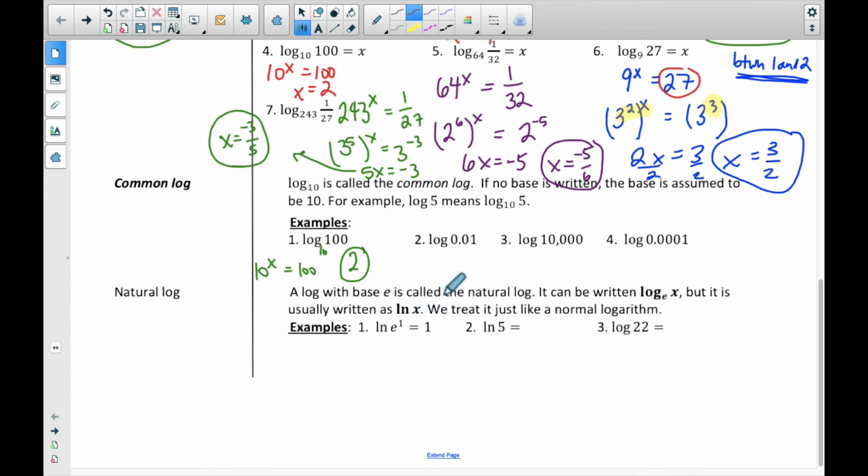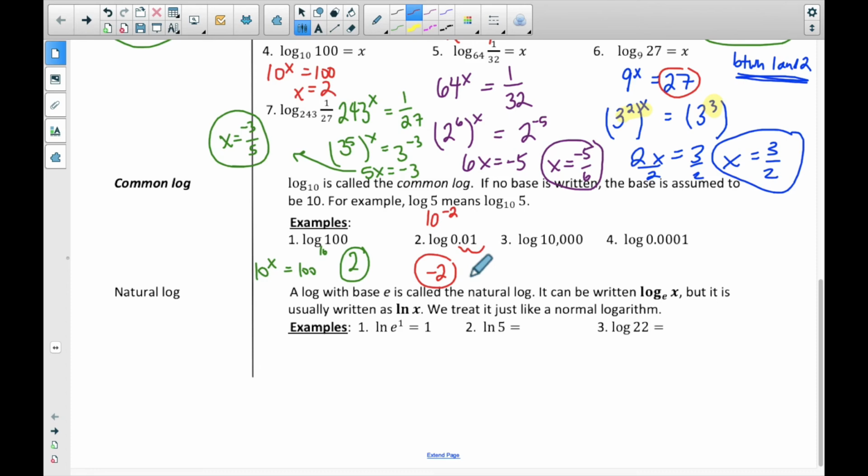Well, back to that scientific notation thing. What if it's a decimal? Well, if it's a decimal, that means you go the other way. So this is actually negative 2. 10 to the negative 2 means you move your decimal over 2 places. You can check this on your calculator, and we're going to do that in just a second. In fact, let's just go ahead and do it now.